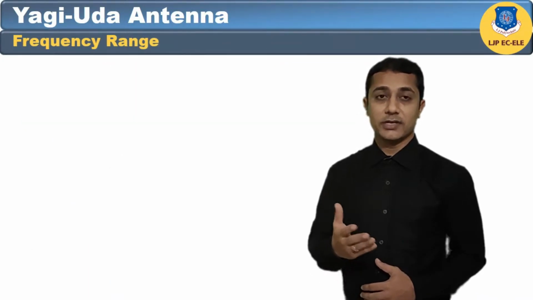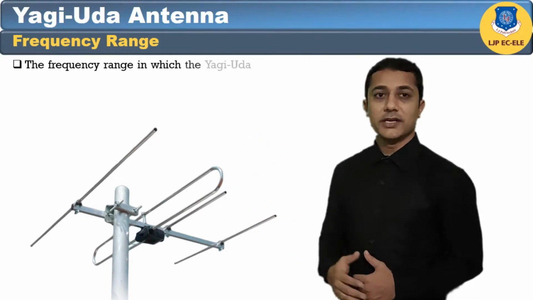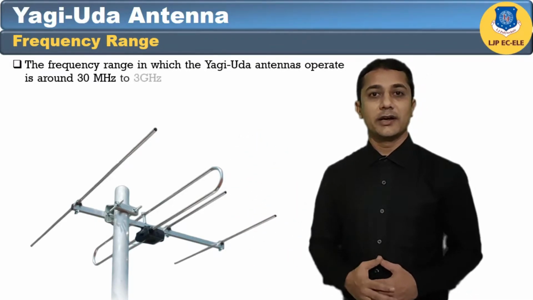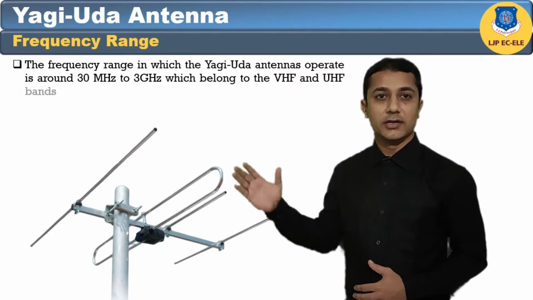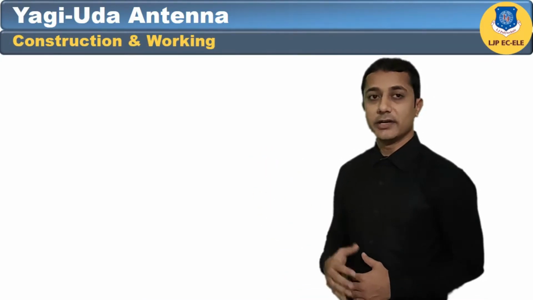Now let's see what frequency range the Yagi-Uda antenna uses. The frequency range in which the Yagi-Uda antenna operates is around 30 MHz to 3 GHz, which belongs to the VHF and UHF bands. Now let's see the construction. Which are the elements we are using in the Yagi-Uda antenna?